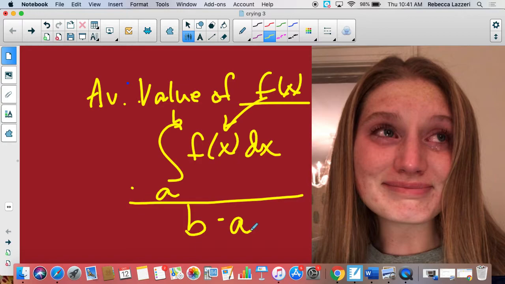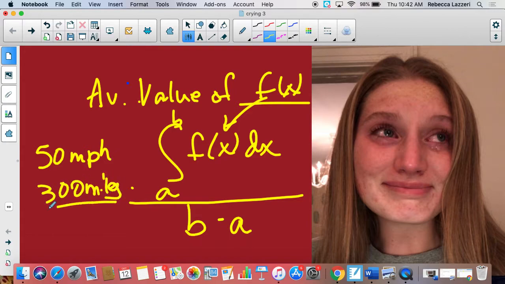Okay? So, in fact, when you say something like you've gone 50 miles an hour, that's an average rate of change, isn't it? You probably didn't go 50 miles an hour. You may have gone 300 miles in a total of 0 to 6 hours. Do you see how it's an average value?